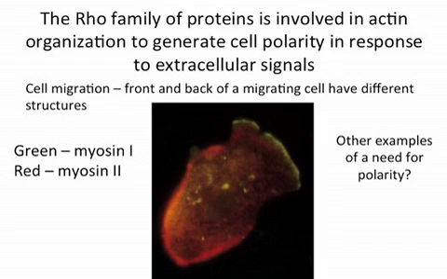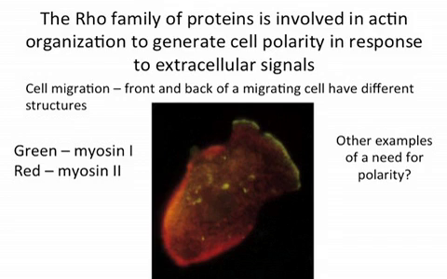Okay, so how's this all regulated, right? So I'm telling you what happens, but something needs to turn things on and off, right? So now we're going back into the world of signaling for a little while. The Rho family of proteins is involved in actin organization to generate cell polarity in response to extracellular signals. I keep telling you these things are happening in response to some kind of signal, right? Nothing's random in the cell. Well, I guess something's random. But most things are not random in the cell. So there's some kind of signal that's signaling the cell to migrate. And the Rho family of proteins is involved in this regulation, right?